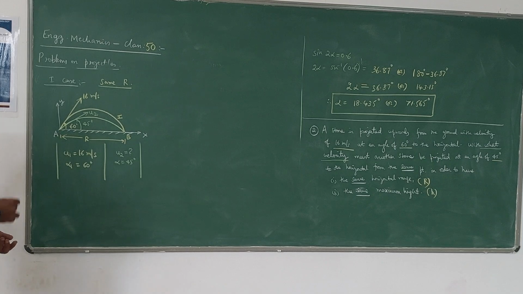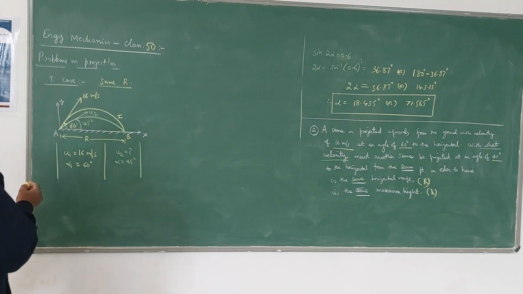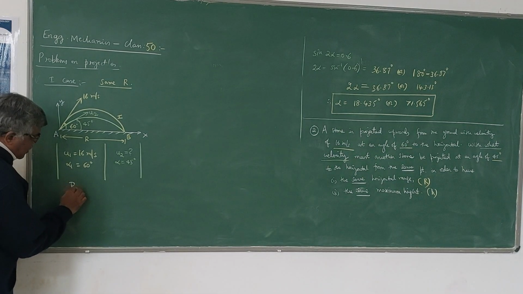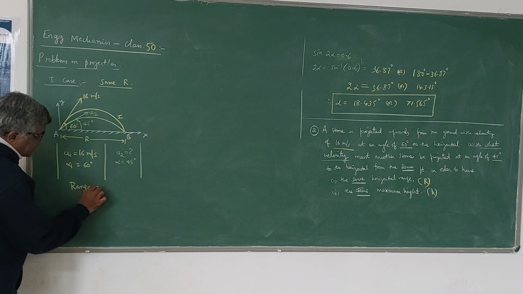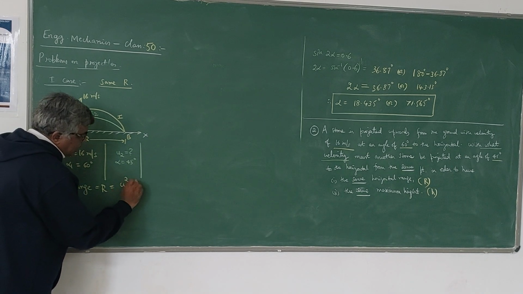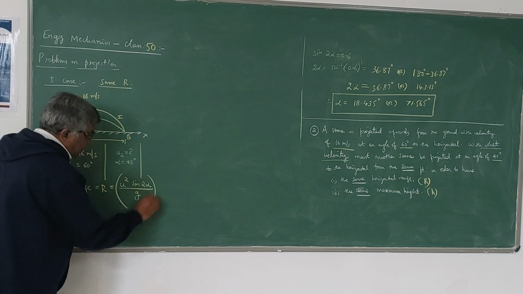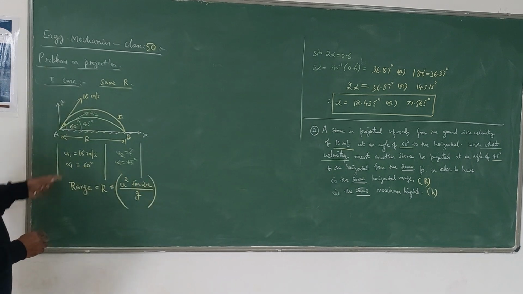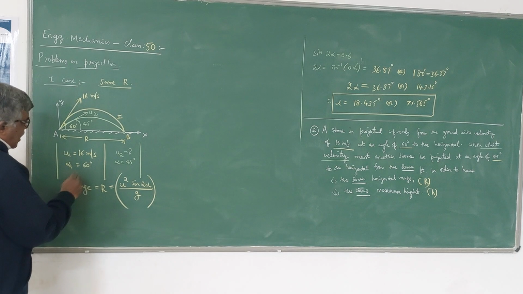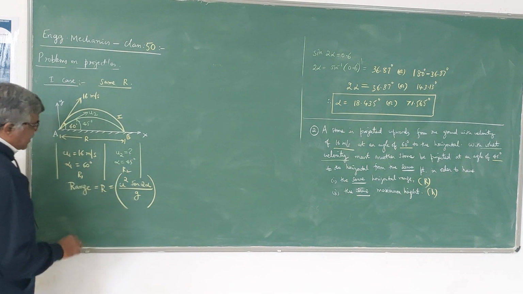So for that we have to use the expression for R once again. We know that in the case of a projectile motion on a horizontal plane, range is given by R is equal to U square sin 2 alpha by g. This is the formula. Now here in this case, R1 is the range for the first stone, R2 is the range for the second stone.